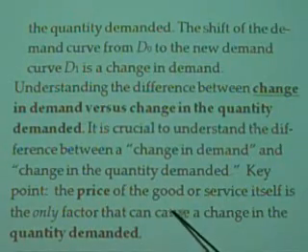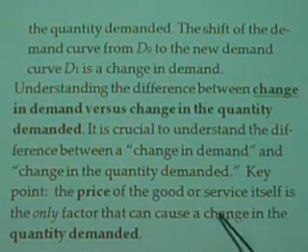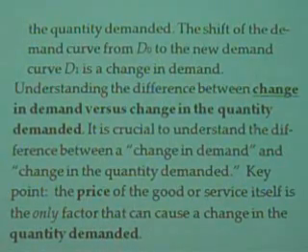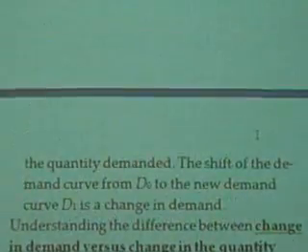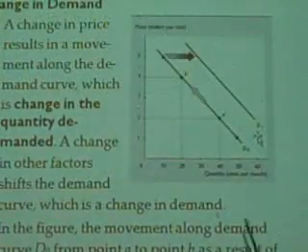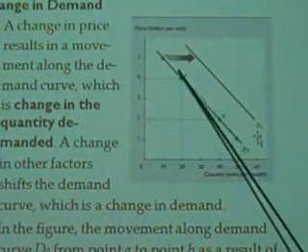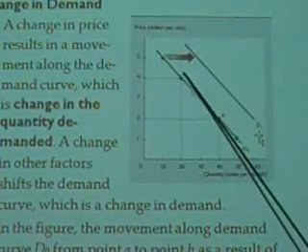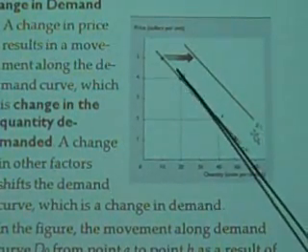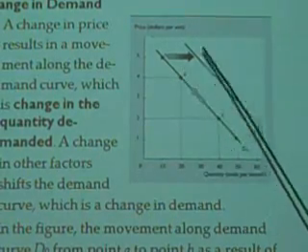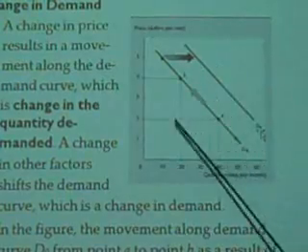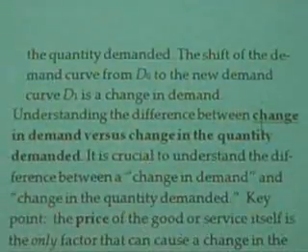The key point: the price of the good or service itself is the only factor that can cause a change in the quantity demanded. So again, if you're stuck with some of these questions, just ask yourself, is there a change in the price of the item here that's being described? If there's a change in the price, it's just going to be movement along this curve. Everything else will be a change in the demand, so we push to the right or to the left. We'll look at some examples in a bit.